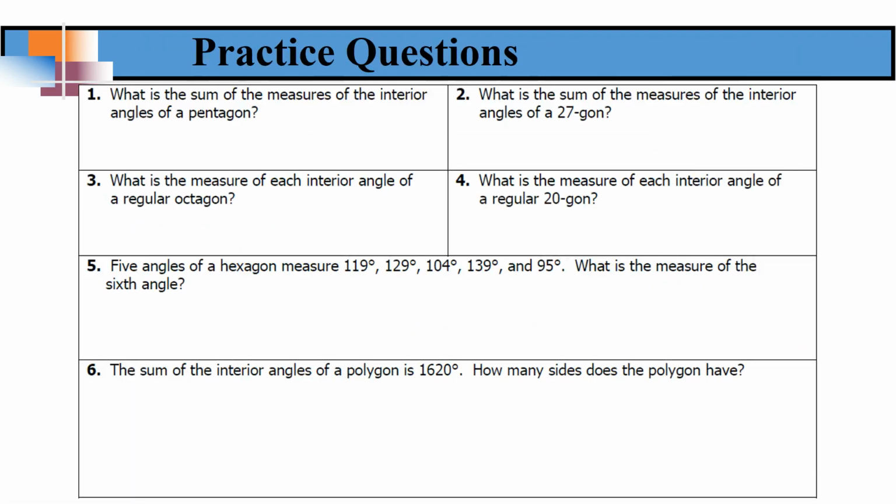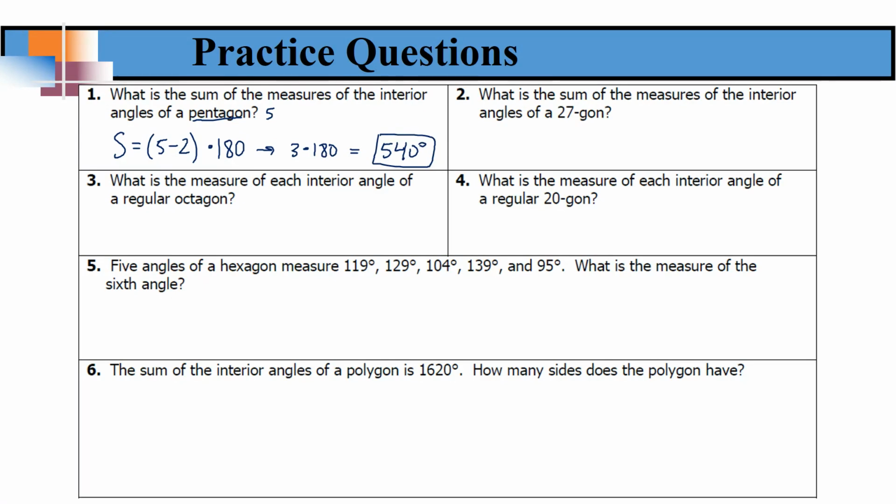All right, now that we've summarized those formulas, let's put them into practice by looking at a few examples. In example 1, it says, what is the sum of the measures of the interior angles of a pentagon? Pentagon means 5 sides. Okay, that was our first formula. So S equals (5 minus 2) times 180. Well, that would be 3 times 180, which is equal to 540 degrees.